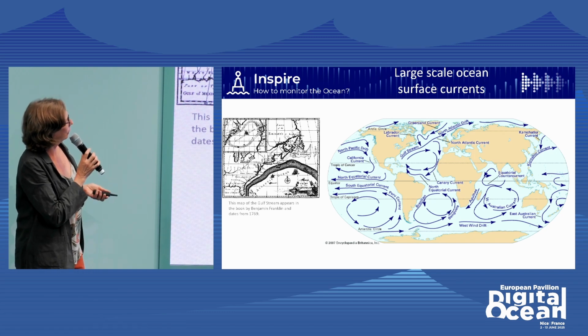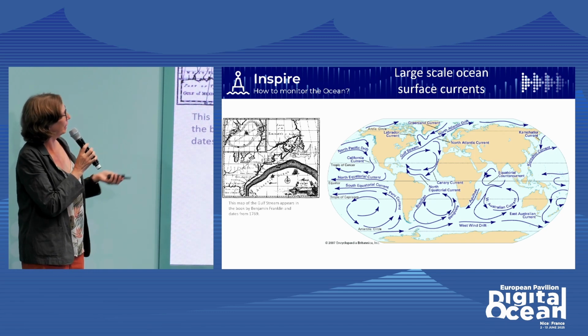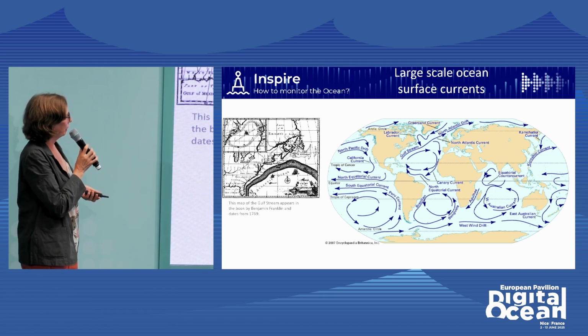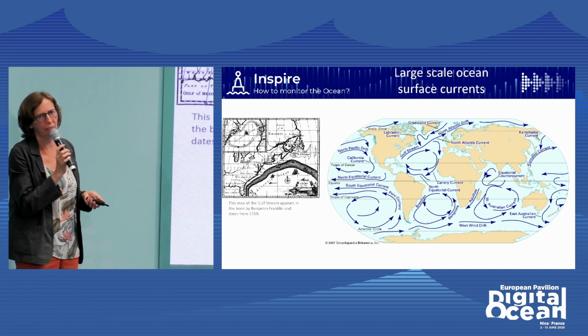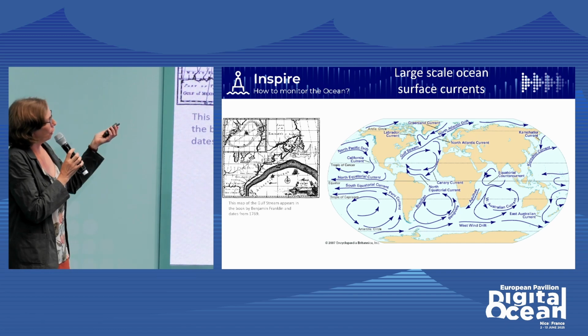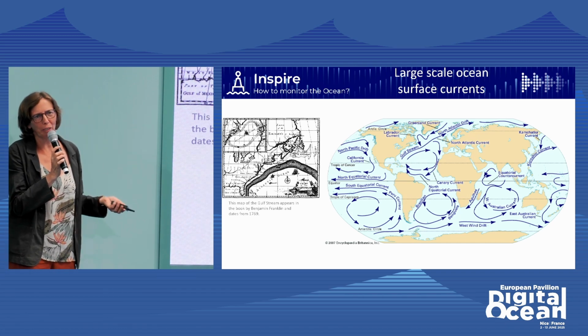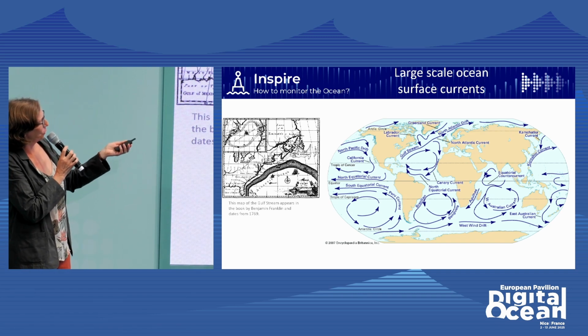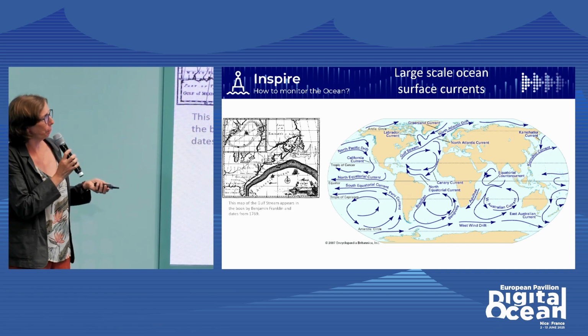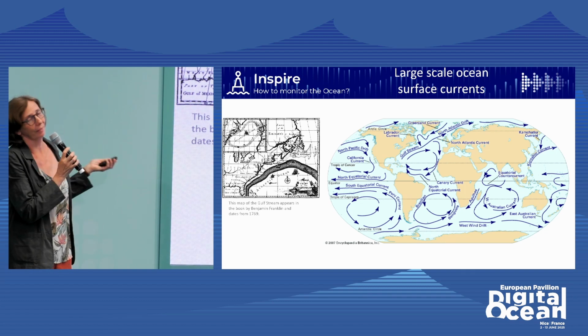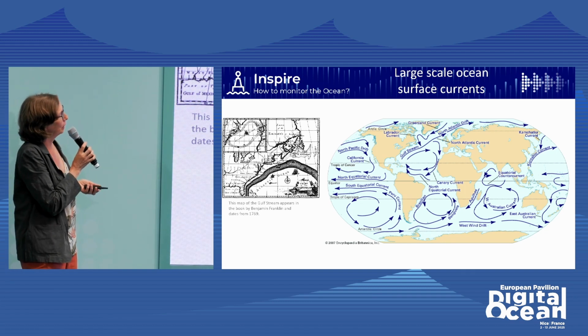And I put on the top left a schematic of the first map of the Gulf Stream, which was depicted by Benjamin Franklin in 1769. And for the story, at that time, he was a deputy postmaster, and he was asked to explain why the mails which were delivered by ship were taking much more time to go from Europe to America than the contrary, from America to Europe.